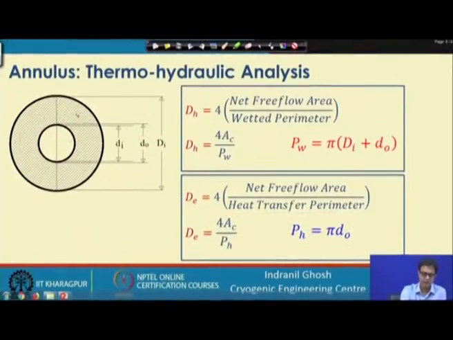It remains the same. This is the net free flow area, this hashed part, divided by the heat transfer perimeter, and that is how we will be getting the equivalent diameter. So, these two terms will be coming, otherwise the same correlations can be used for the annular space, except that we have to use this hydraulic diameter or the equivalent diameter for the appropriate calculation. So, we will look into that, how do we do that.